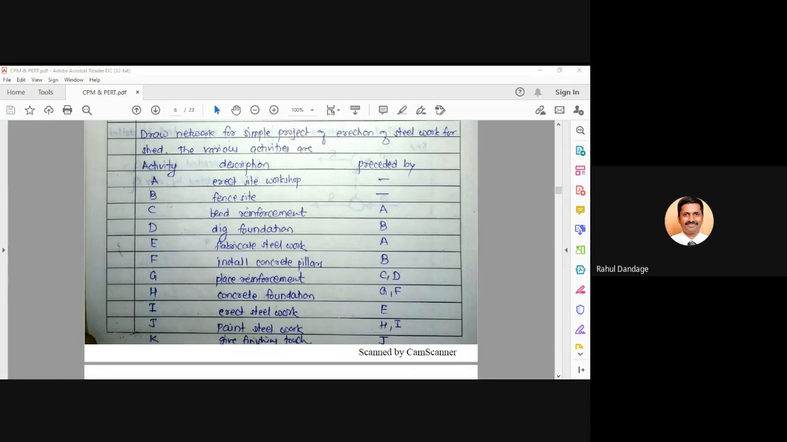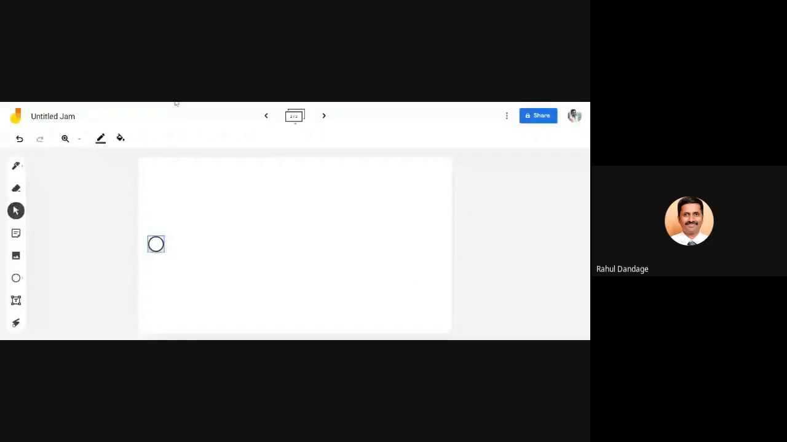So I will just swap my screen. Just check whether the screen is visible to you. It is an untitled jam. Visible? Now I have started with one event which is shown as a circle. You are finding one square also, but that is a construction line.